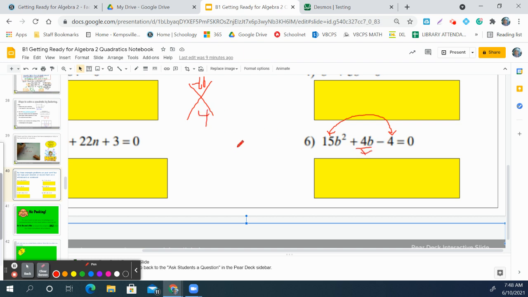So what question do I ask myself? What multiplies to -60 and adds to +4? So what is the answer to that question? Do I need to make a factor tree? 10 and 6. And the 6 does have to be negative because the 10 has to be positive. Fantastic. So then what do I put with the 15b squared?